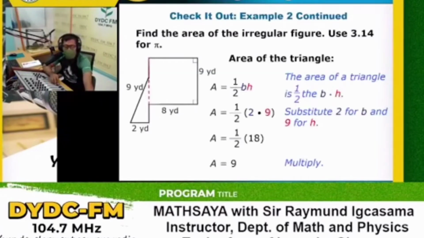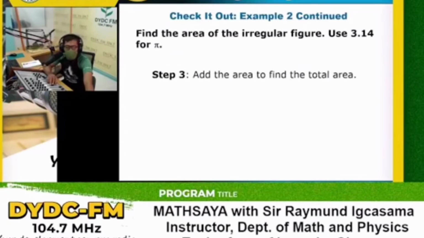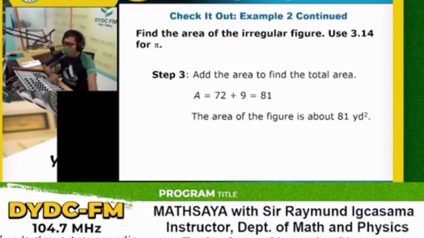So we now have the areas of the two smaller figures, the rectangle and the triangle. The third step now is to add these two areas. The area of the rectangle is 72 and the area of the triangle is 9. So 72 plus 9 is equal to 81. Therefore, 81 square yards is the area of our irregular figure.